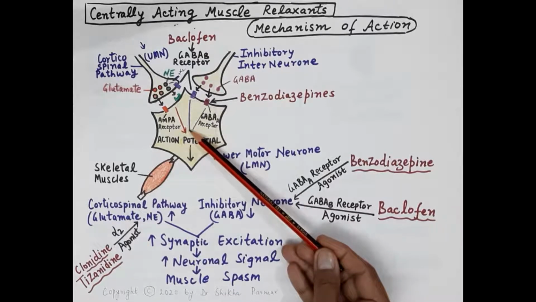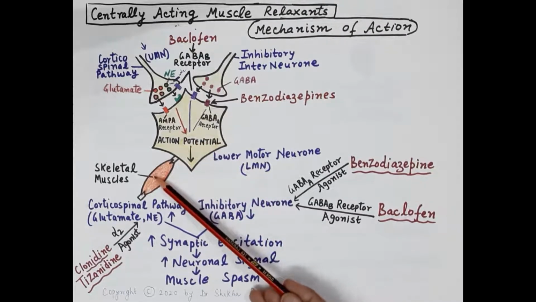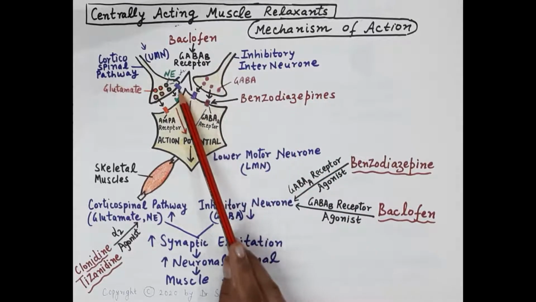It causes generation of inhibitory postsynaptic potential. It inhibits the lower motor neuron, and that causes the relaxation of skeletal muscles. Now this baclofen also binds to the GABA B receptors, which are present on the presynaptic membrane of upper motor neuron.